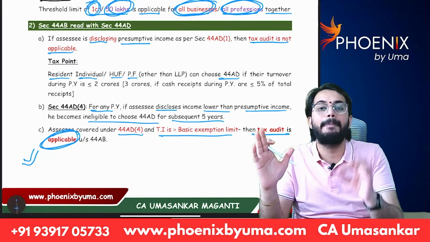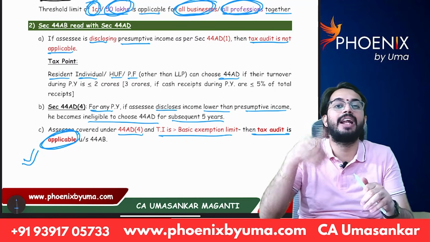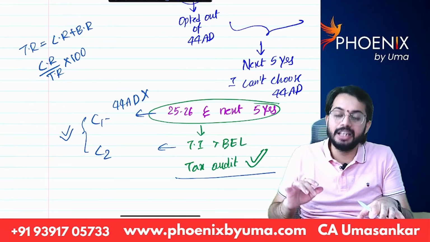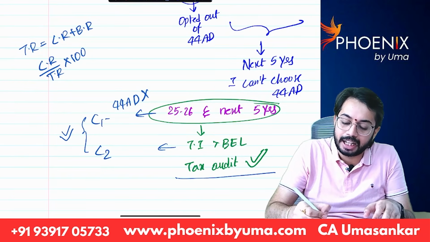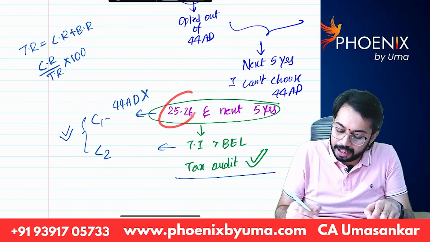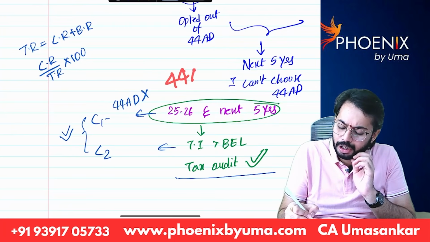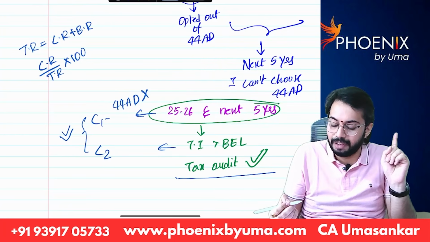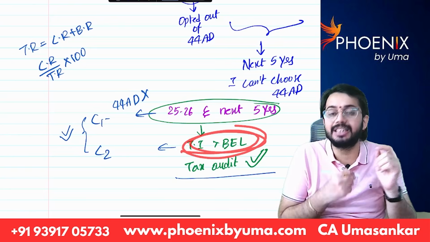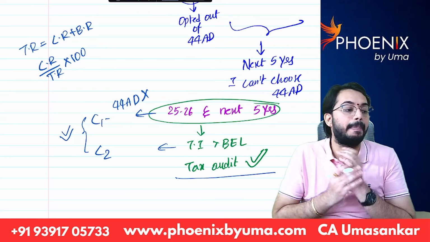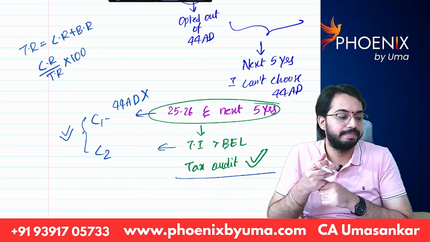If you violate, punishment. What is the punishment? For the next 5 years you cannot choose 44AD. So in the year of violation and the next 5 years, you cannot choose 44AD. That is condition 1. Condition 2, in those years, if total income is more than basic exemption limit, then tax audit is applicable. Are you able to understand?